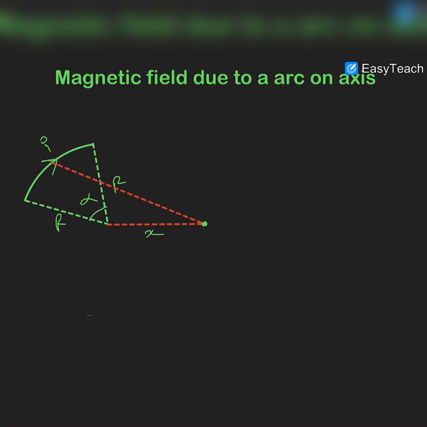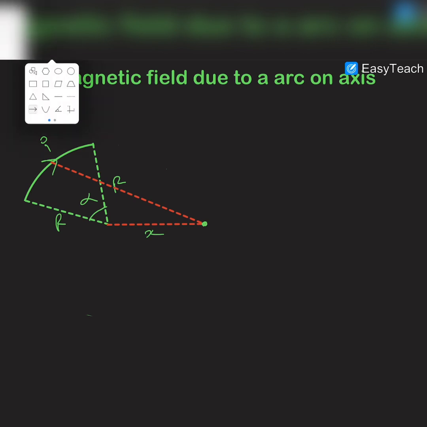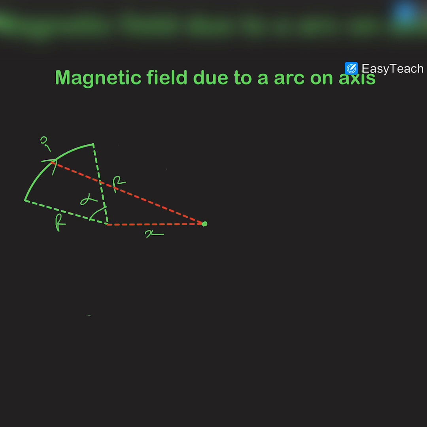In this video, we are going to find out the magnetic field due to this arc on the axis of the arc, but not at the center. At the center we have already discussed the formula, but now we have to find out the magnetic field on the axis.